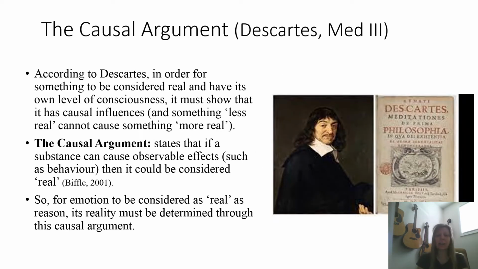According to Descartes, in order for something to be considered real and have its own level of consciousness, it must show it has causal influences. He calls this the causal argument. The causal argument states that if a substance can cause observable effects such as behavior, then it can be considered real. So for the other parts of the brain to be considered as real as the rational mind, their reality must be determined through this causal argument.